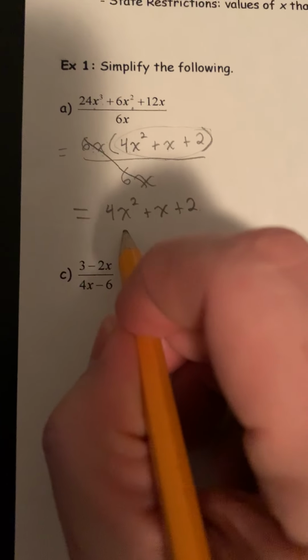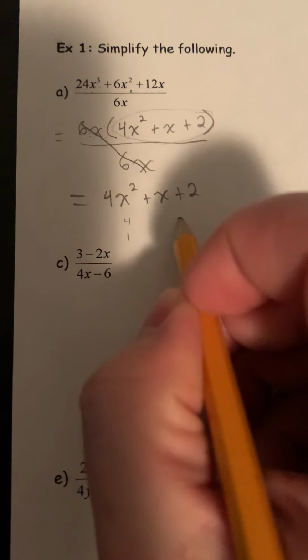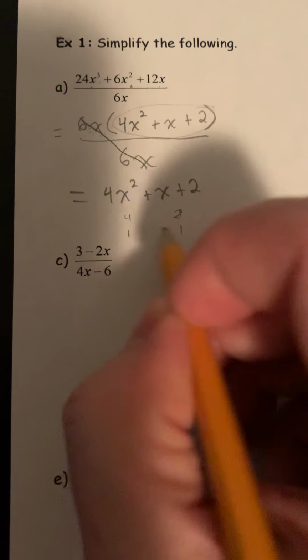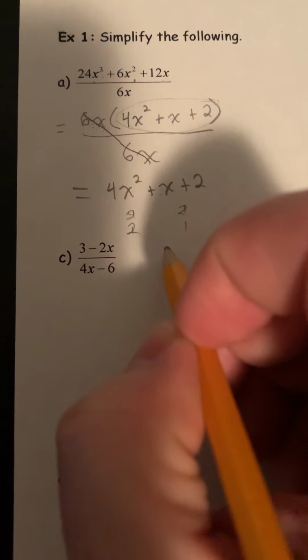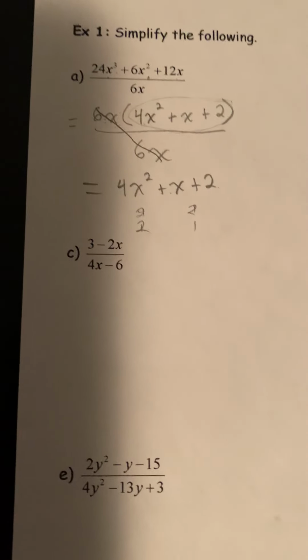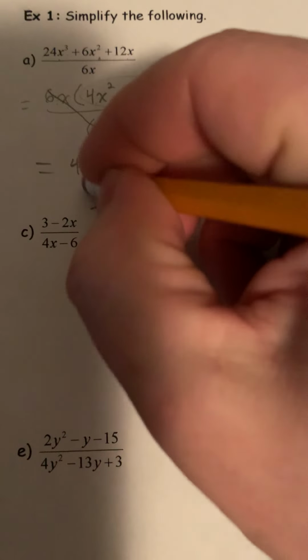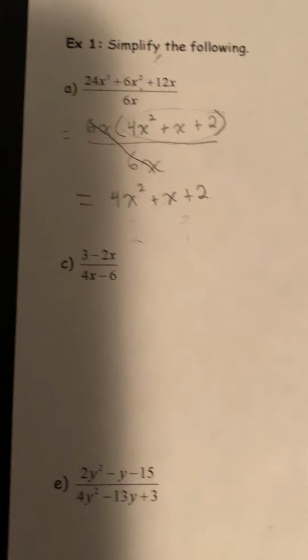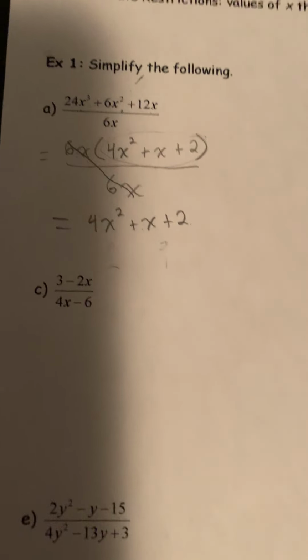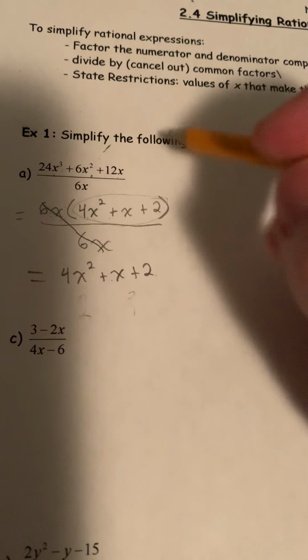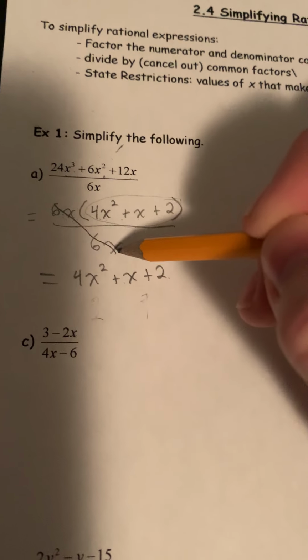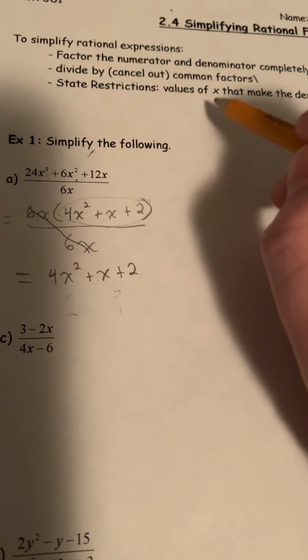If we do the cross method, 4, 1, 2, and 1, that won't get us to 1. 2 and 2 won't get us to 1 either. So this is factored completely. Okay, so that's simplified. And now, so we factored first, where it canceled out the factors. So we canceled out the 6x's and now we state restrictions.